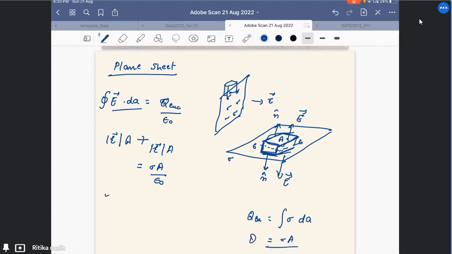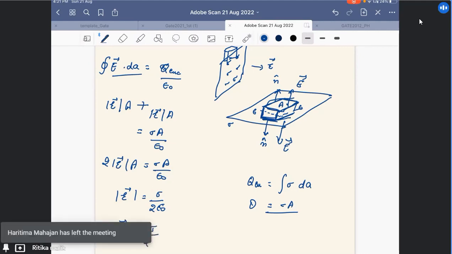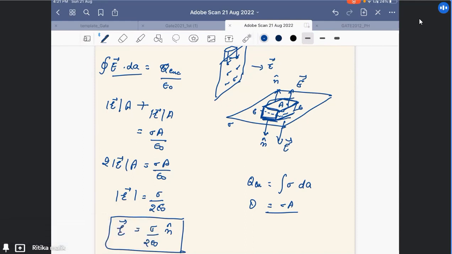So we are left with 2 mod E vector into A equals sigma upon epsilon naught. So mod E vector is equal to sigma upon 2 epsilon naught. And it is always going to be away from that surface, so we can write E vector as sigma upon 2 epsilon naught in the n cap direction. The direction is known as above from the surface.